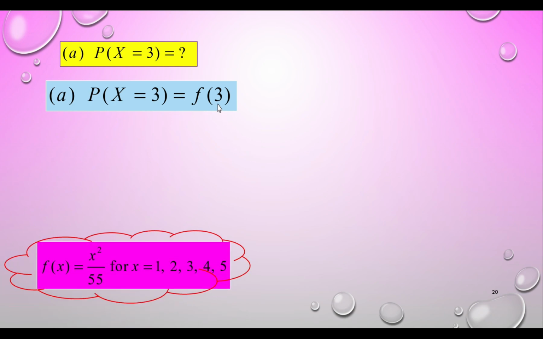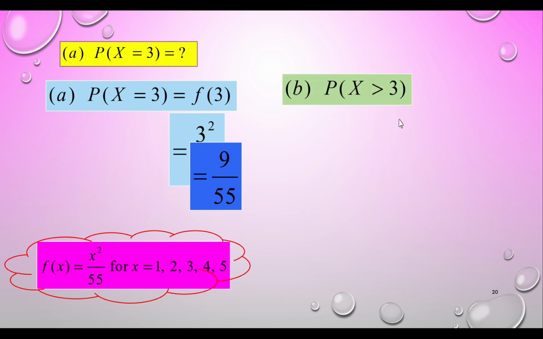How to evaluate P(X equal 3)? Okay, P(X equal 3) is f(3). To find f(3), we just substitute x equal 3 into the given function. So, we get 3 squared over 55, and the answer is 9 over 55.